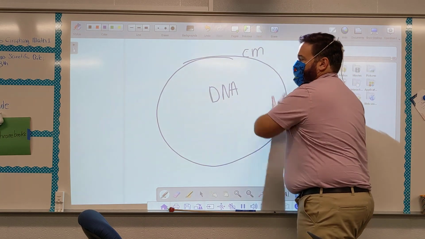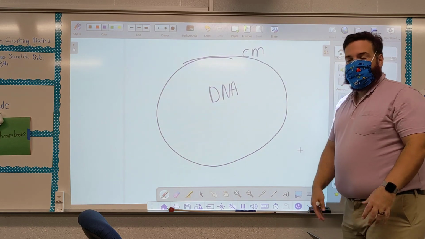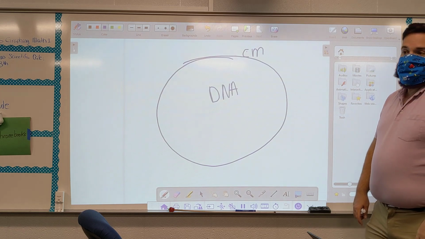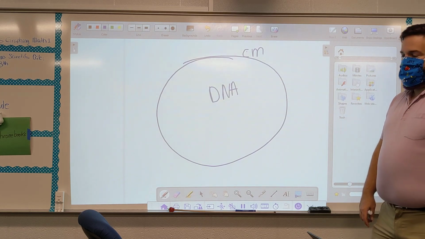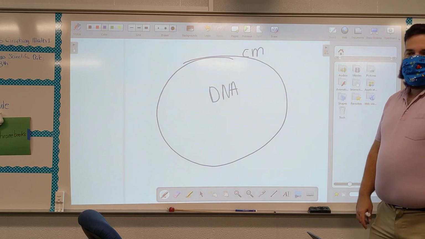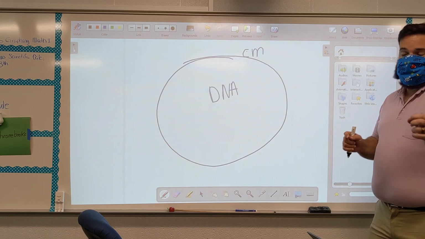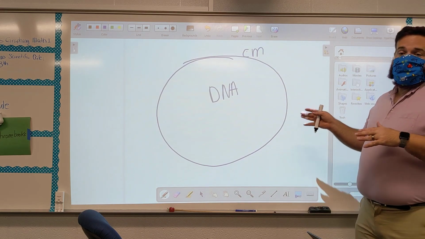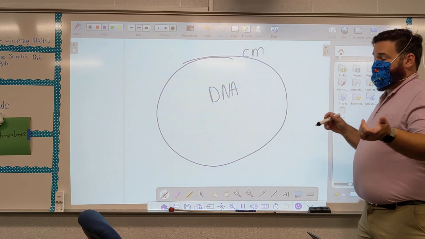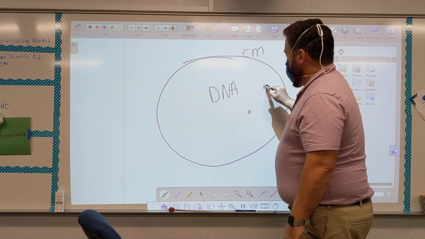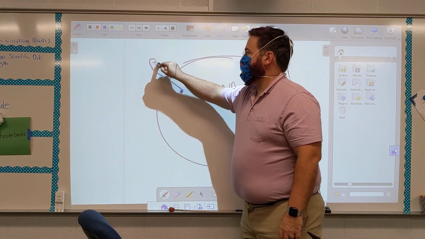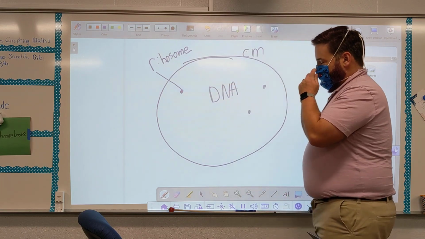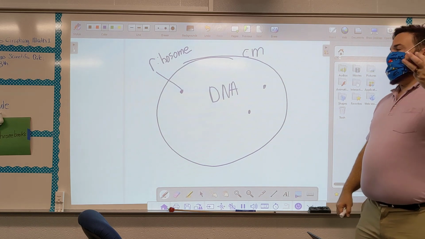Now, what's filling up this cell? What's the goo that fills up the cell? Are we talking about different organelles or no? Only eukaryotes have organelles, except for the ribosome. So that's the other one. So every cell has to have ribosomes, because ribosomes make proteins. Okay? So every cell has DNA, a cell membrane, ribosomes.